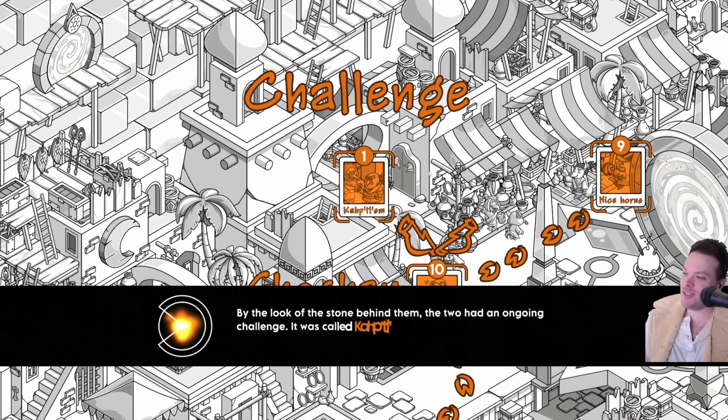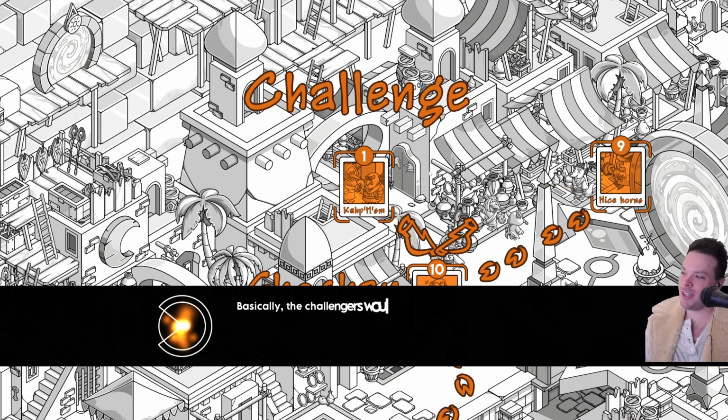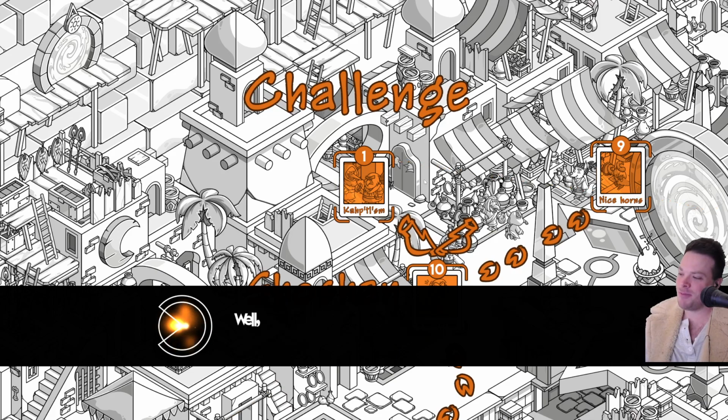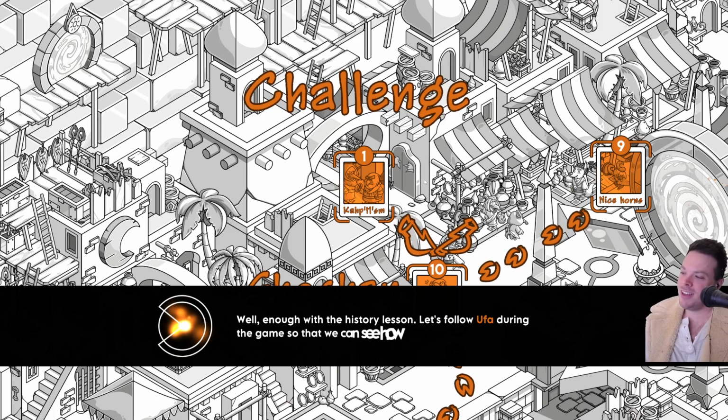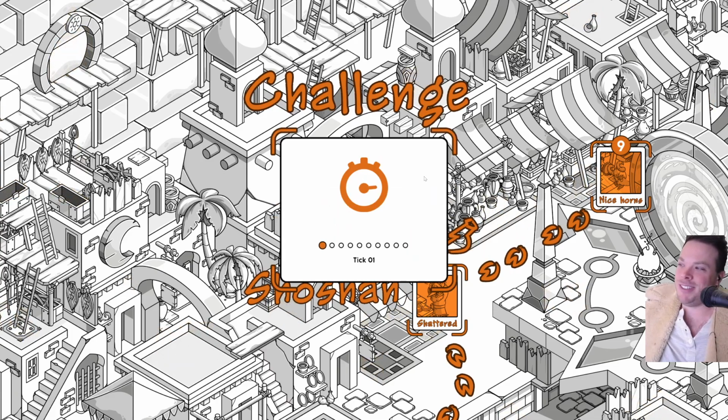By the looks of the stone behind them, they had an ongoing challenge. It was called Capitalism and was quite a popular game between merchants of the Lost Ages. The challengers would see who could make the most significant profit within a certain time period. It was just a game. Too bad it evolved into something quite dreadful. Well, enough with the history lessons. Let's follow Ufa during the game so that we can see how well he plays.